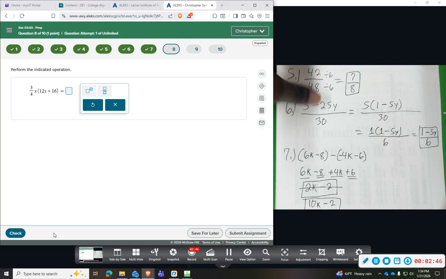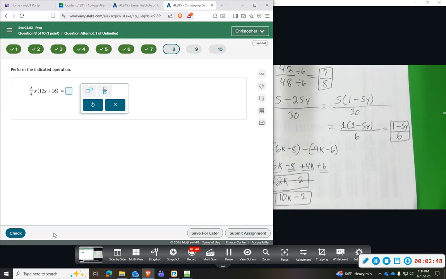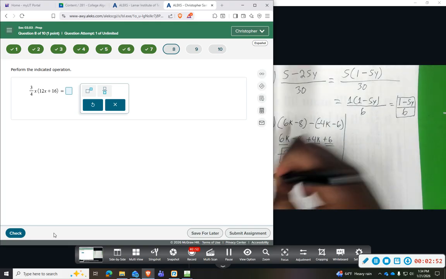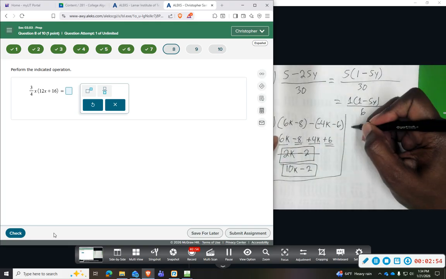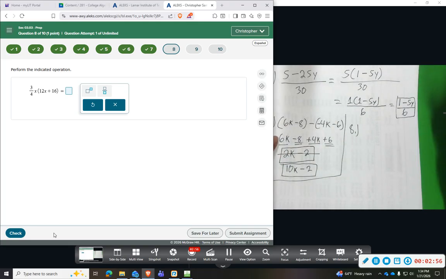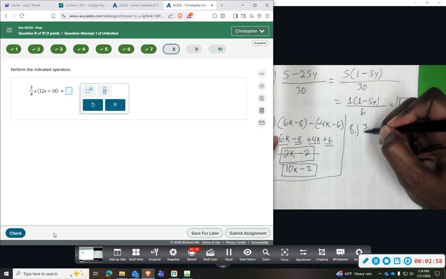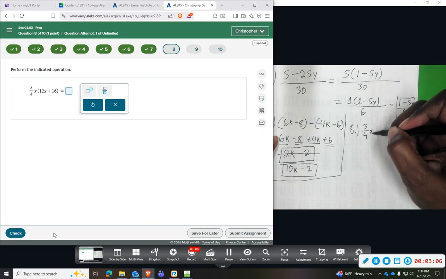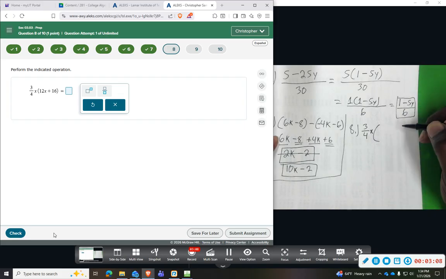Number 8, we're going to be multiplying an expression. So I'm going to use this corner. Number 8. We have 3 over 4x, and then we have 12x plus 16.